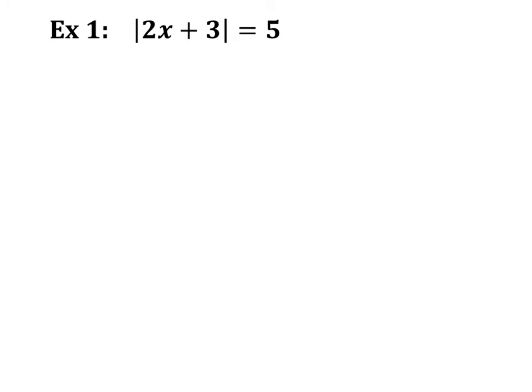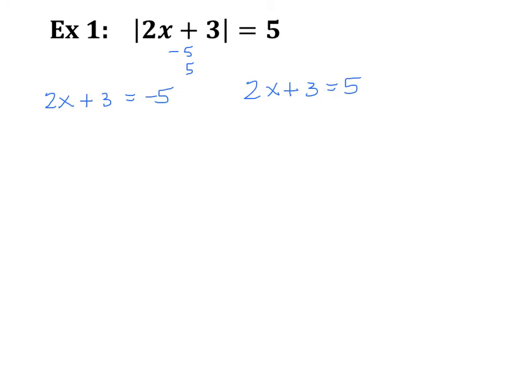Okay, so if you looked at our examples above, we took what was inside and we set it equal to the positive and negative of what is outside. Don't ever change what's inside the absolute value. So 2x plus 3 could be negative 5, or it could be positive 5. So that's how we're going to set this up. So 2x plus 3 equals negative 5. And then we're also going to have 2x plus 3 equals positive 5. And we're going to solve these two equations separately to give us the two values.